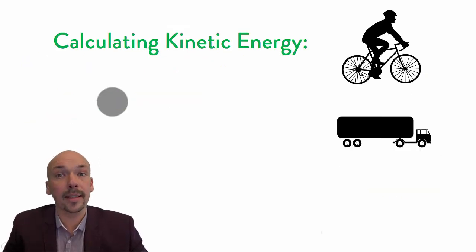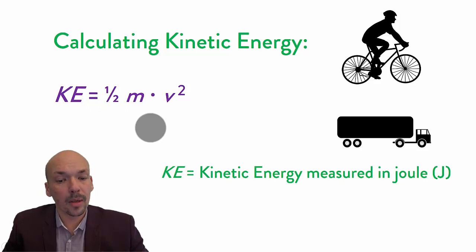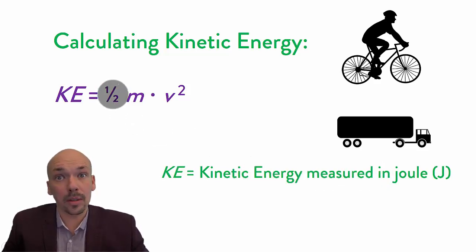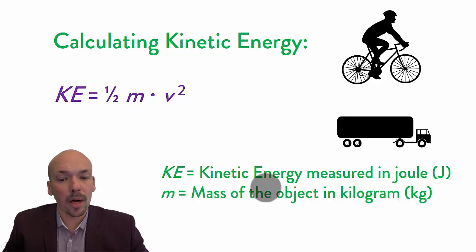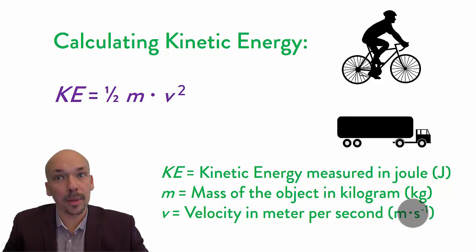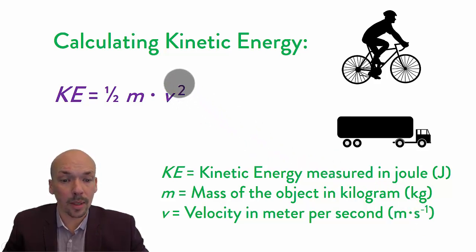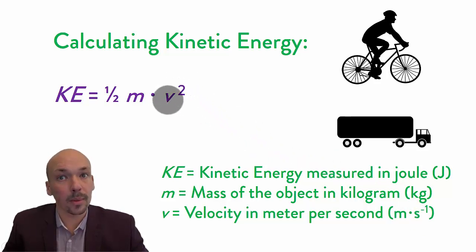To calculate the kinetic energy, we need this equation. We have the kinetic energy, which is measured in joules. We have a half here, which is just the number half, 0.5. We have the mass, which is measured in kilograms. And we have here the velocity. The velocity is in meters per second, and very important, there is a square here. Do not forget it. So this number needs also to be multiplied by itself.